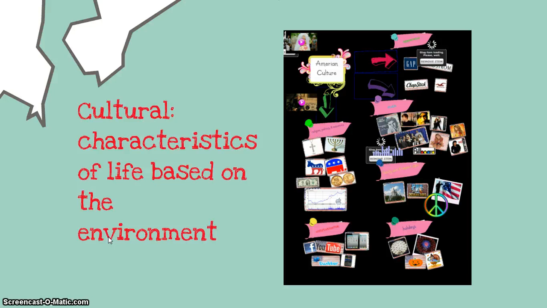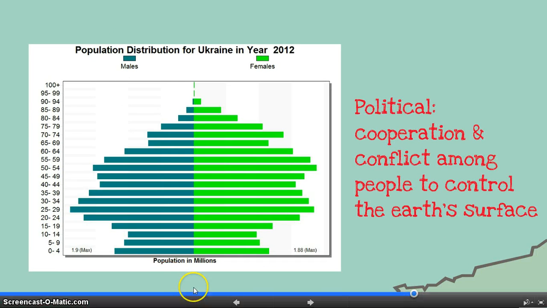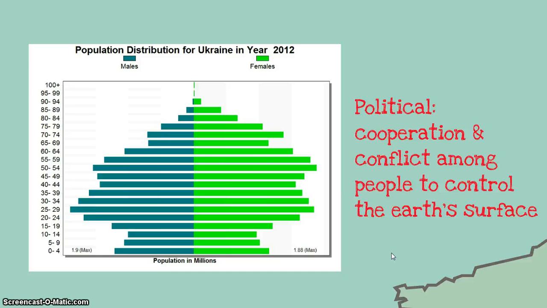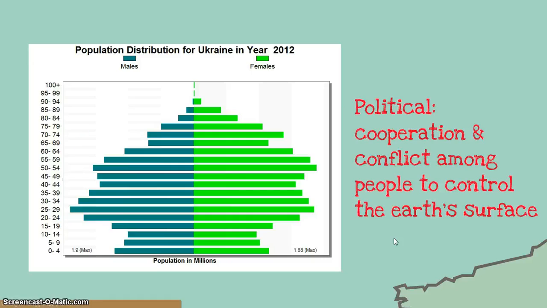Next, we'll look at cultural geography, the characteristics of life based on the environment. So why does culture develop in certain areas around the world based on what it looks like outside in the environment? Then we'll also look at political geography, so understanding the cooperation and conflict among people to control Earth's surface. So understanding why people in the Ukraine, there's such a big bubble of people ranging from ages 19 to 79, but there's very few young people and there's very few elderly people. So trying to look at and understand why political systems are organized the way that they are.